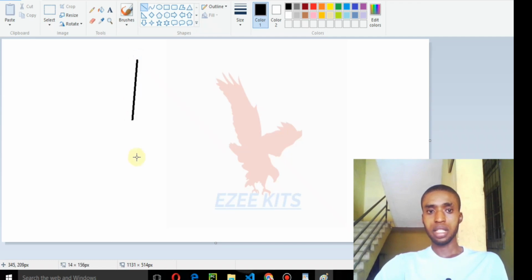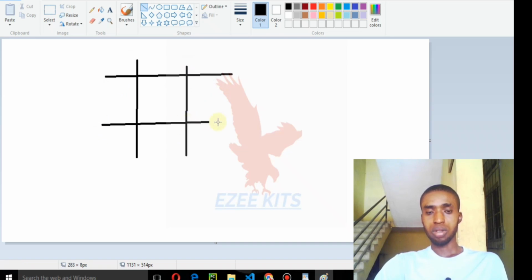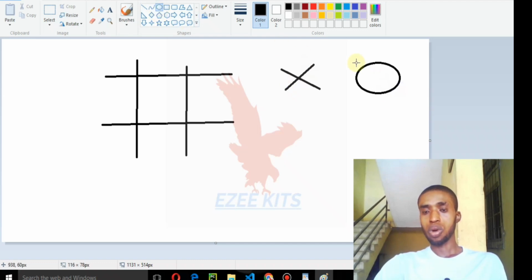Just this dash, and then I'm going to have this dash, and then we're going to have this cross. We're going to have this cross. This is just a Tic Tac Toe game board. This is how it's represented. There are two types of players: number one is X, and the second one is O. So these are the two players that we have.